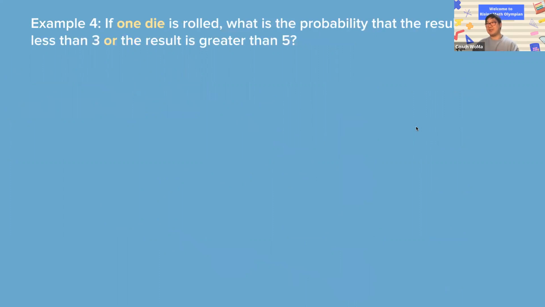What about this question? One die is rolled, what is the probability that the result is less than 3 or the result is greater than 5?